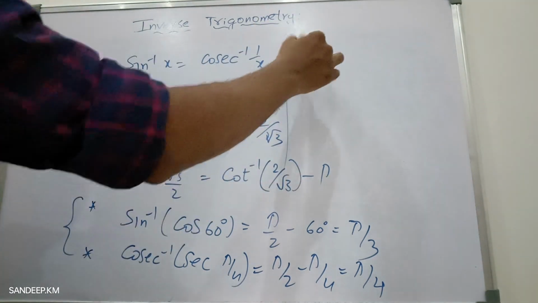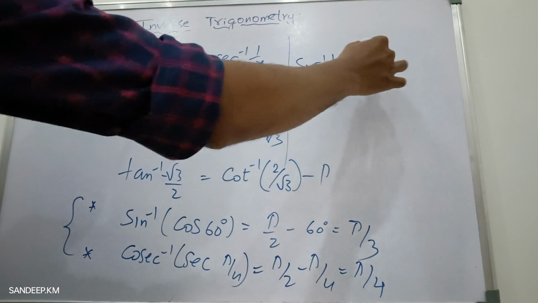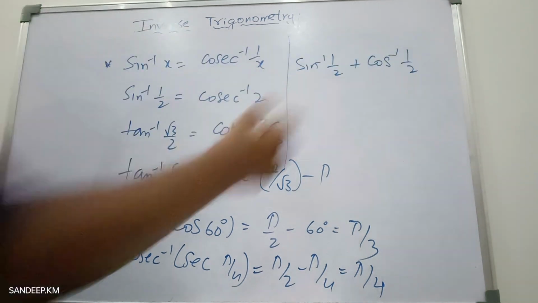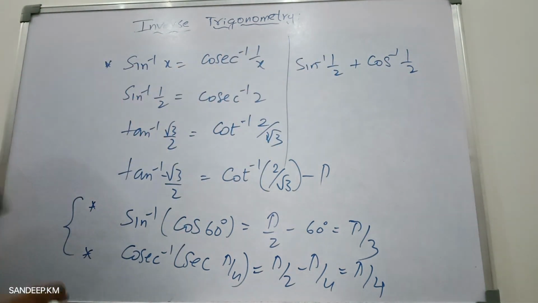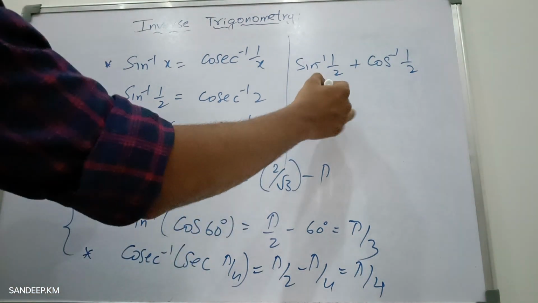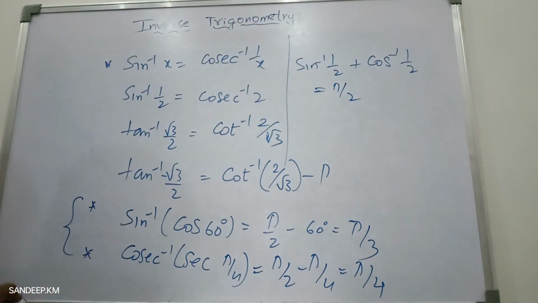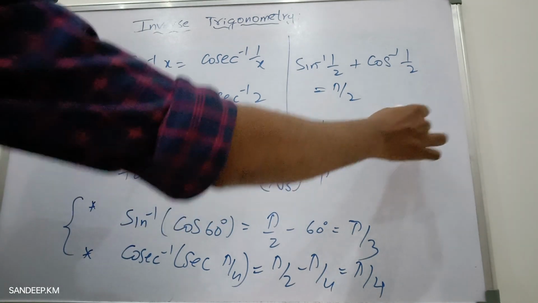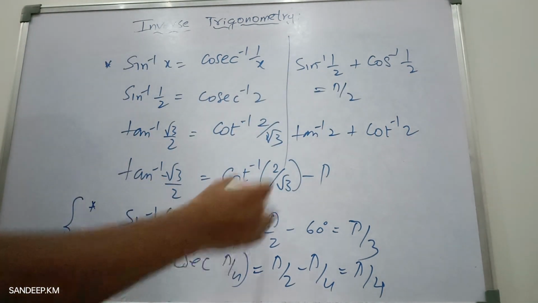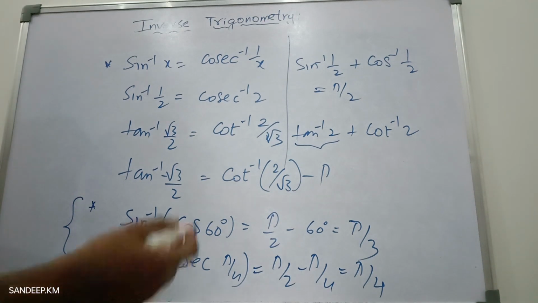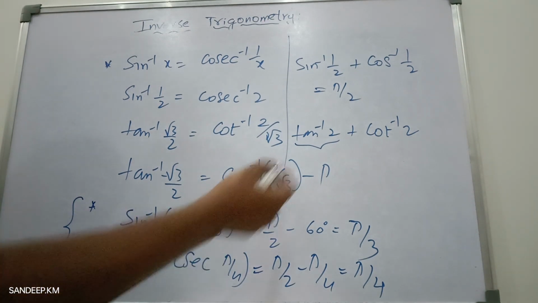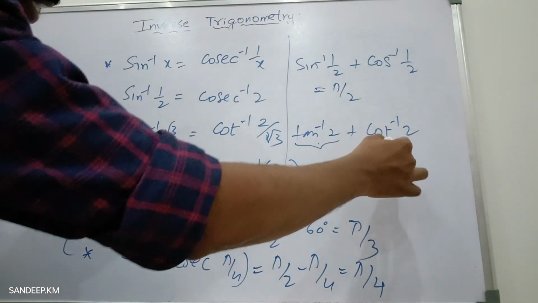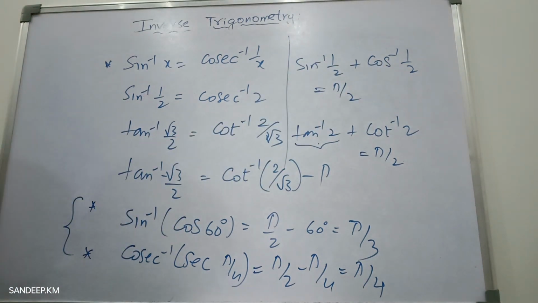What is sin inverse of 1 by 2 plus cos inverse of 1 by 2? No need to find the values separately. According to theorem 5, this is equal to pi by 2. Similarly, what is tan inverse of 2 plus cot inverse of 2? We don't know what tan inverse of 2 is exactly. But according to theorem number 5, tan inverse of 2 plus cot inverse of 2 is equal to pi by 2. Over. Basically, we can use these theorems directly in the problems.